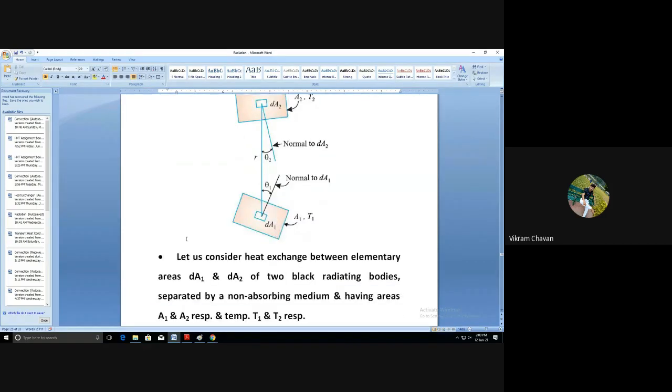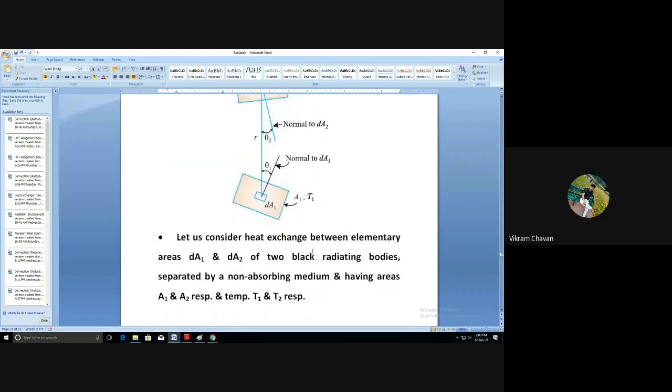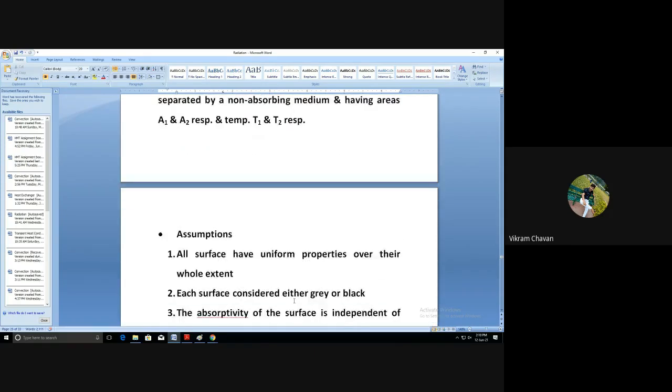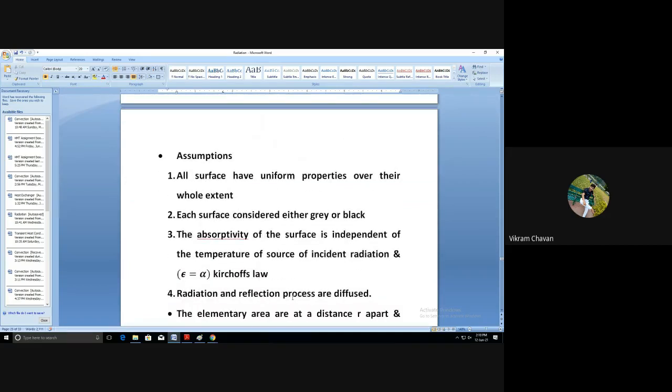So let us consider the heat exchange between elementary areas dA1 and dA2 of two black radiating bodies, separated by a non-absorbing medium and having areas A1 and A2 respectively, and temperatures T1 and T2. That we have discussed. Now this is the analysis of two bodies considered as black bodies, separated by a medium which is considered non-absorbing.